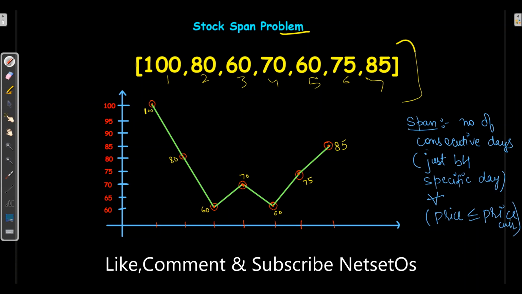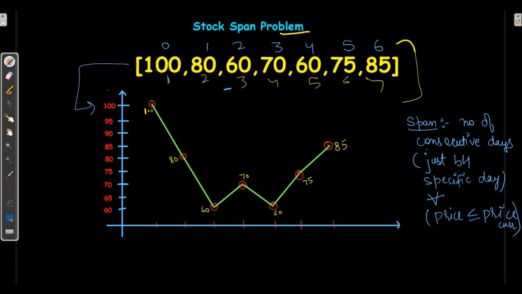Let's see how. Here we have stock prices for 7 days. Let's define the index over here, and below this I have a graphical view of this data where I can have a clear look at when it is going down and when the stock prices are up. So with the help of this graph, I can easily calculate the span. But for calculating span, I just need to take care of the left data.